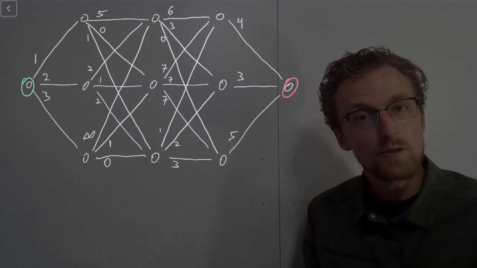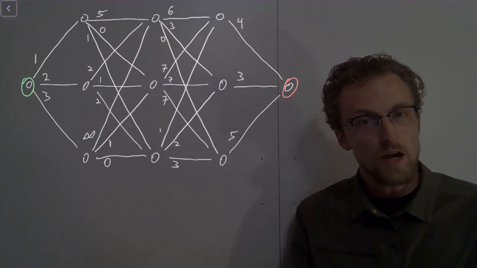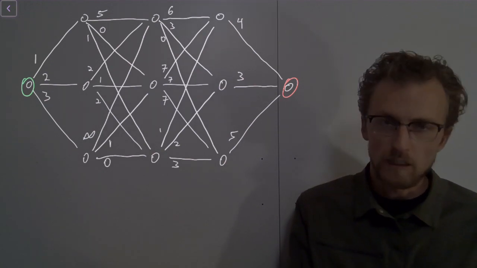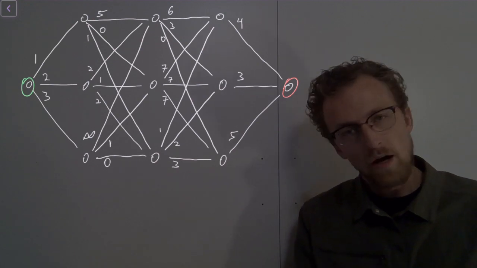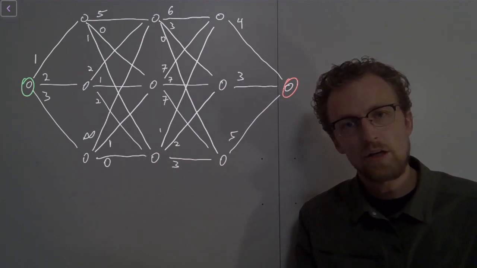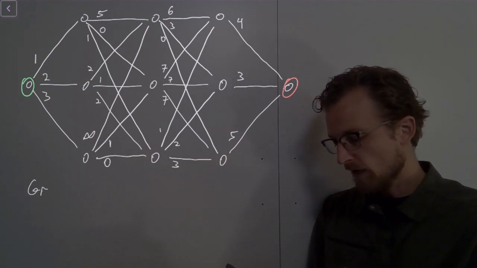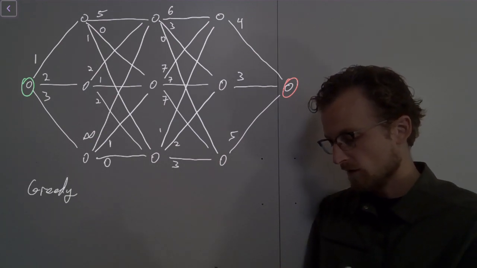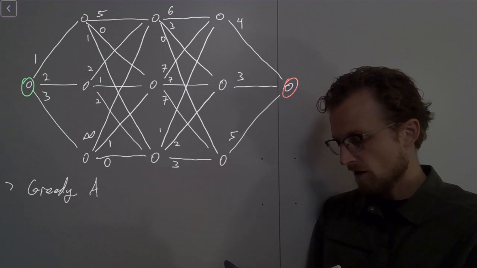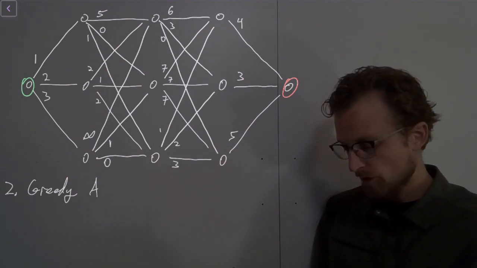You shouldn't expect a greedy algorithm to give you the optimal path. Occasionally it will, which we'll see in a few weeks. But at least you should expect the greedy algorithm to be fast. So let's think about what a greedy algorithm looks like for something like this. So here's our algorithm attempt number 2. So a greedy algorithm.